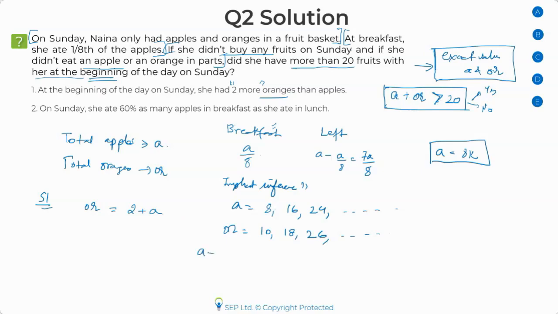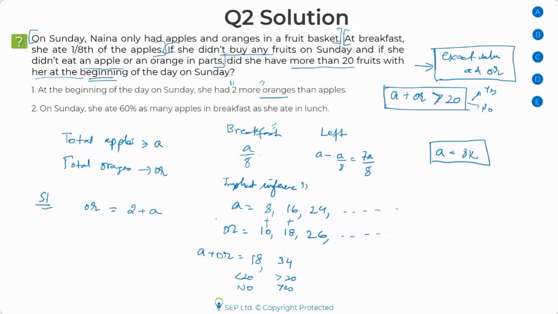So what I'm going to do is find A plus OR. Now A plus OR can be 8 plus 10, 18, which is less than 20. So my answer is no here. In this case, I have 16 plus 18, right, which is 34, which is greater than 20. So my answer is yes here, right? Now notice I'm getting two contradictory answers. The moment I get two contradictory answers, I can pause. I don't need to solve any further.